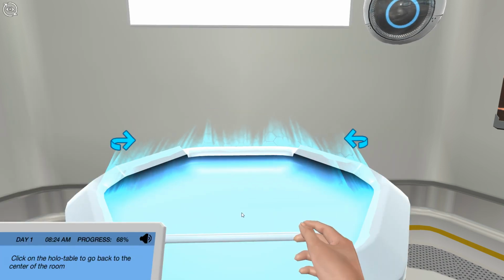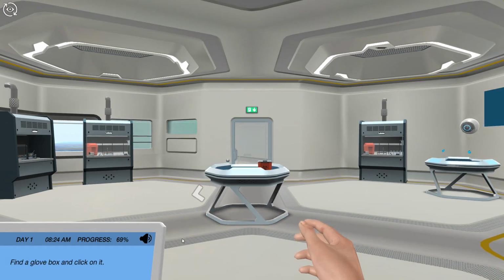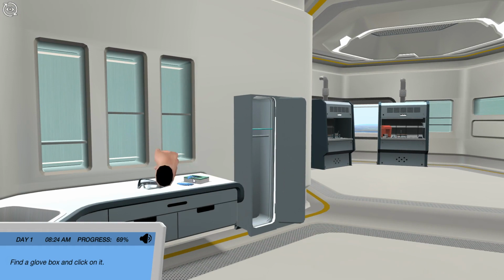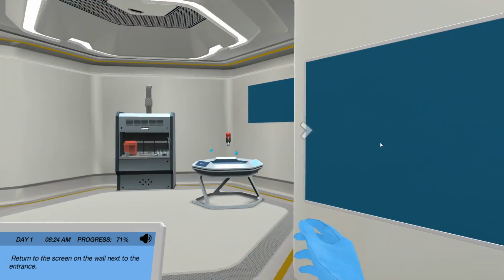Click on the Holo Table to go back to the center of the room. Find a glove box and click on it. Put on the safety goggles. Return to the screen on the wall next to the entrance.